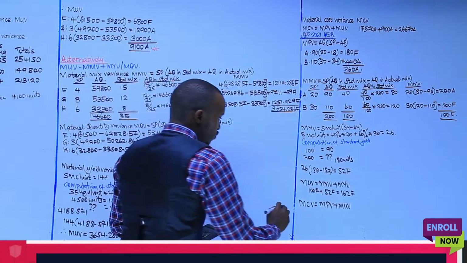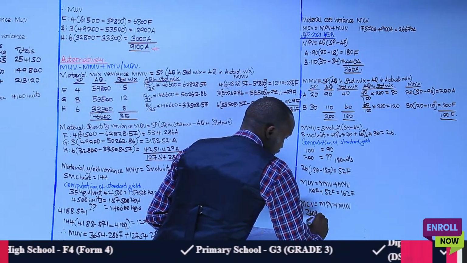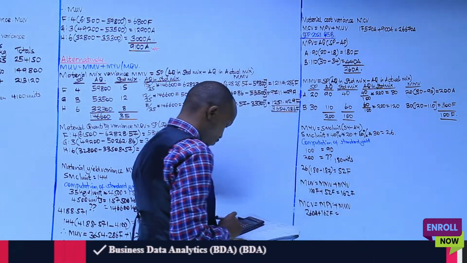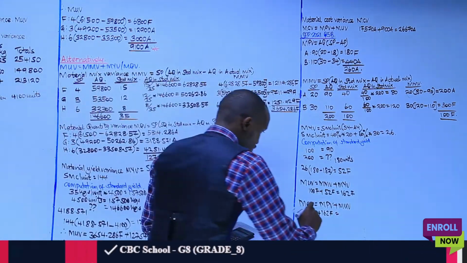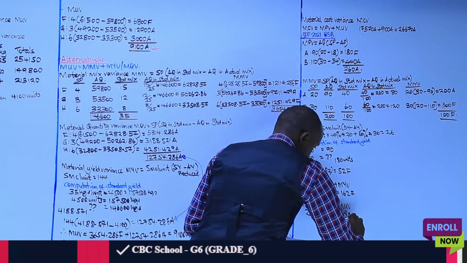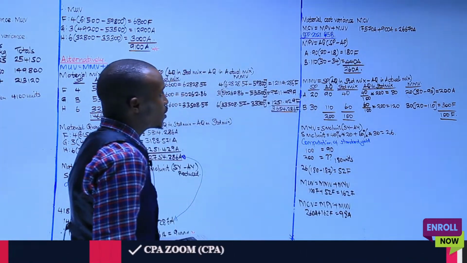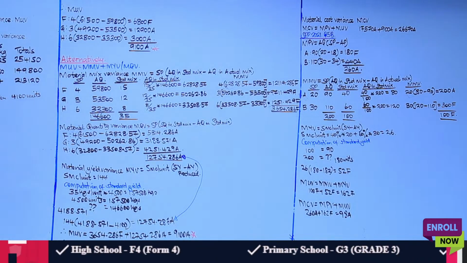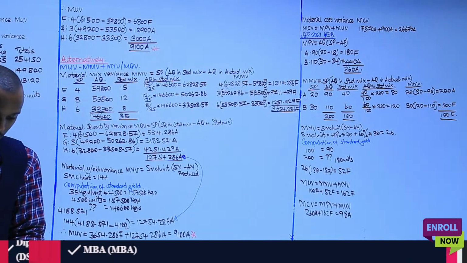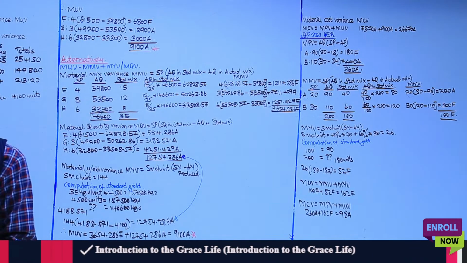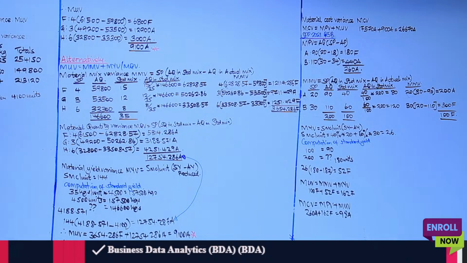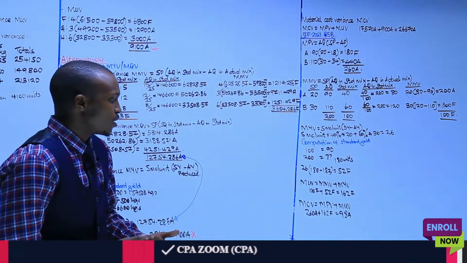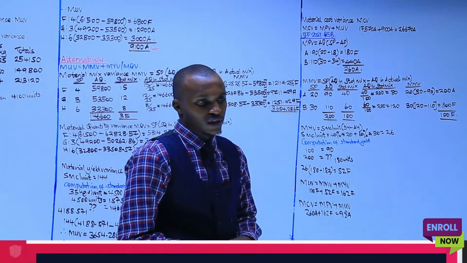Let's determine our material cost variance, which is your material price variance plus your material usage variance. Your price variance is 260 adverse plus 162 favorable. Which means that is 98 adverse. And that is how you determine your advanced variances of material. All right.